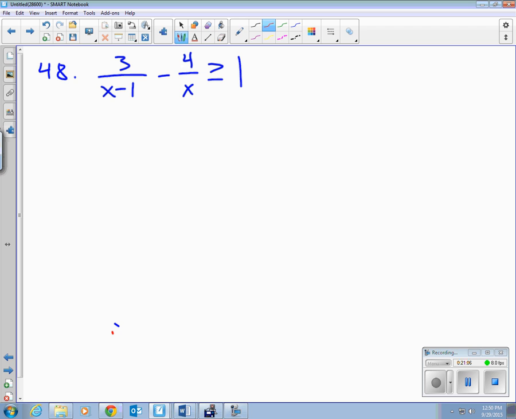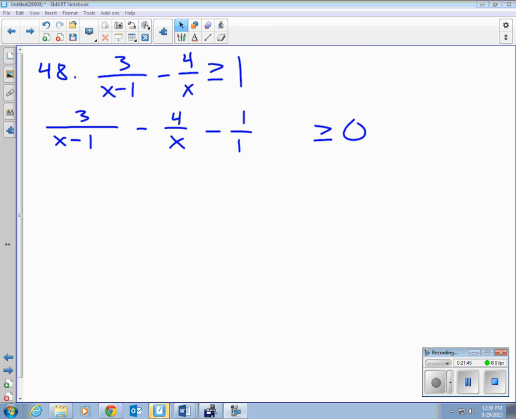Next one. This is harder. This is 48 because a lot of people made this mistake right away. What's the first step? Subtract 1. A lot of people forgot to subtract 1 right away. They're finding common denominators. First, subtract 1. Be careful. Okay, so you should have 3 over x minus 1 minus 4 over x minus 1 over 1 is greater than or equal to 0.